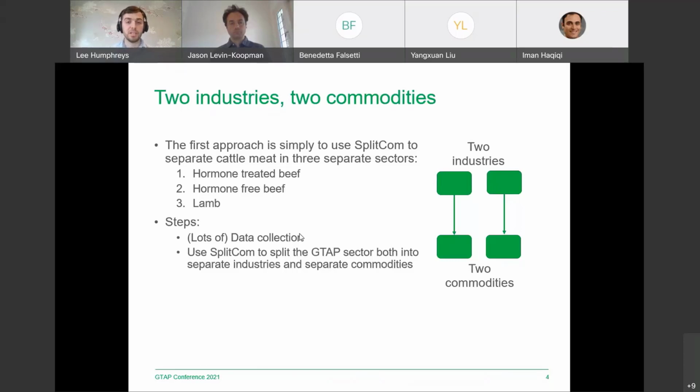The example I've given here is cattle meat, and it's split into three separate sectors. So we've got the lamb sector and then two beef sectors, hormone treated beef and hormone free beef. And this is where we see the difference. In terms of the steps of this approach, first of all, it's the data collection to carry out the split, and then using that data to split the GTAP sector within Splitcom.